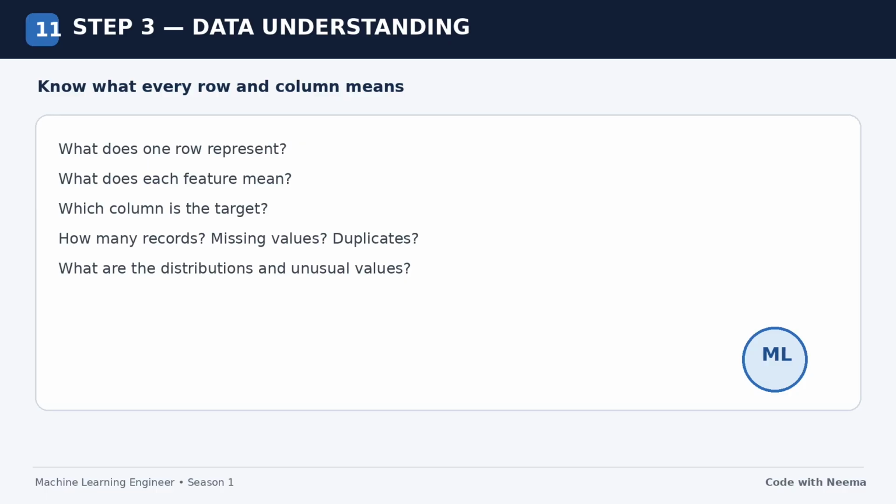Before training a model, we need to understand the dataset. What does one row represent? What does each column mean? Which column is our target? How many examples do we have? Are values missing? Are there duplicate records? How are the values distributed? This stage is often called exploratory data analysis or EDA.